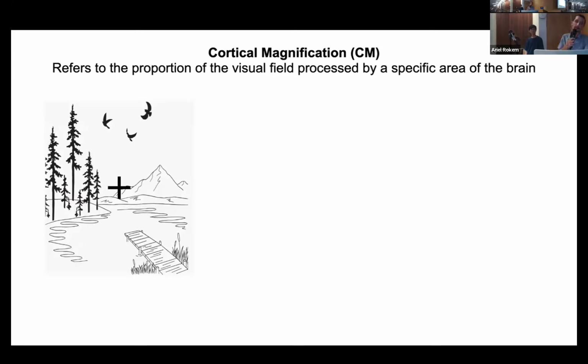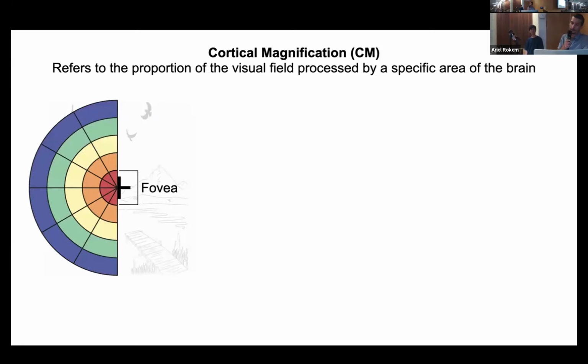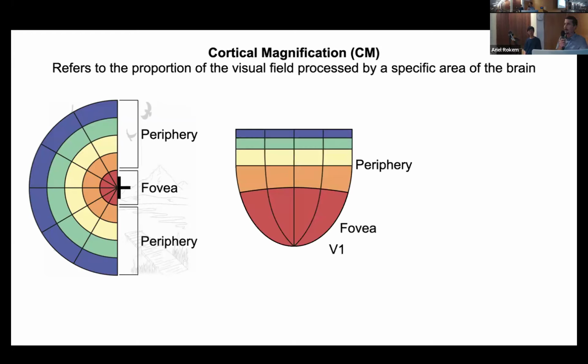And the answer is that it refers to the proportion of the visual field processed by a specific area of the brain. So if I take the visual field, I can say that this tiny portion of the central visual field is the fovea, and all the rest is the periphery. But now, if I look into the brain, for example in V1, the first visual area, what I will see is that most of the brain is occupied by dealing with the fovea, and the rest is the periphery. So there is an over-representation of the fovea in the brain.